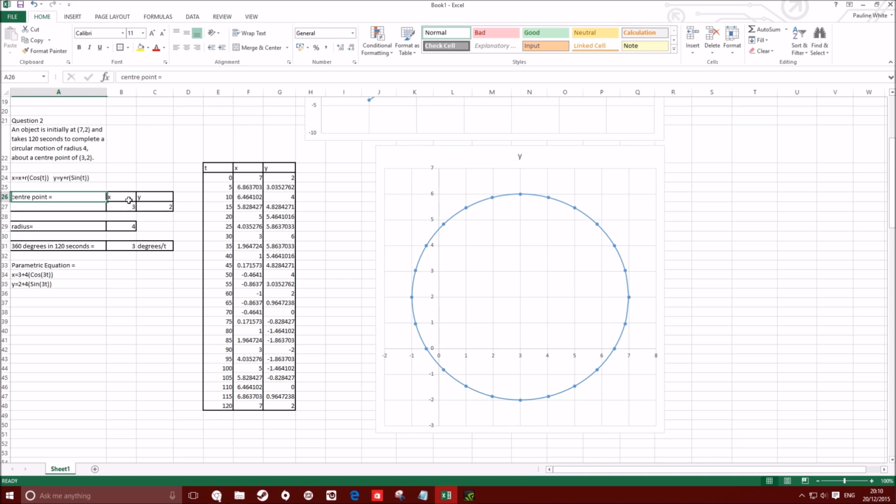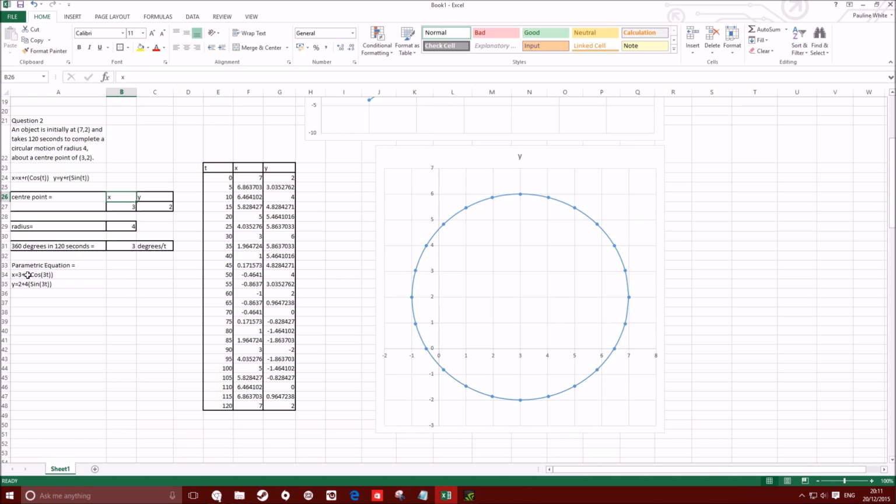So you work out your center point, which is given to you in the question, and you're given the radius, and you also have to work out the speed at which the movement happens. You're told it takes 120 seconds to do a complete circular motion. A complete circle is 360 degrees, so it does 360 degrees in 120 seconds, so that is 3 degrees a second.